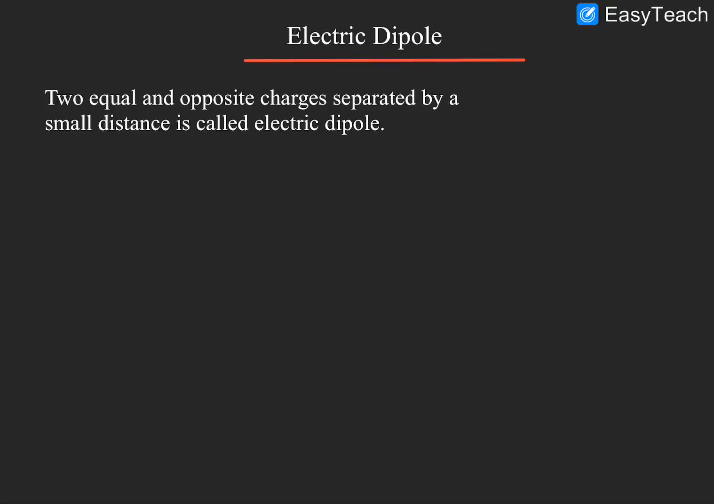Okay, so remember the words two equal and opposite charges. The charges must be equal in magnitude but opposite. Opposite means if one is positive charge, the other must be negative charge. Their magnitude must be equal but their sign must be opposite. And if they are separated by a small distance, then that system of two equal and opposite charges is called electric dipole.